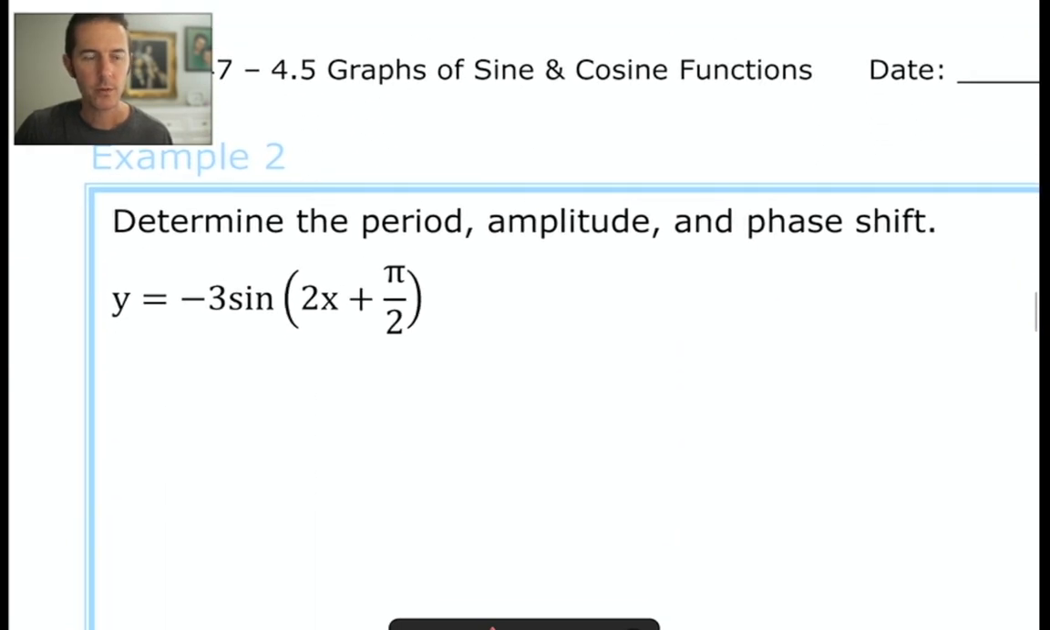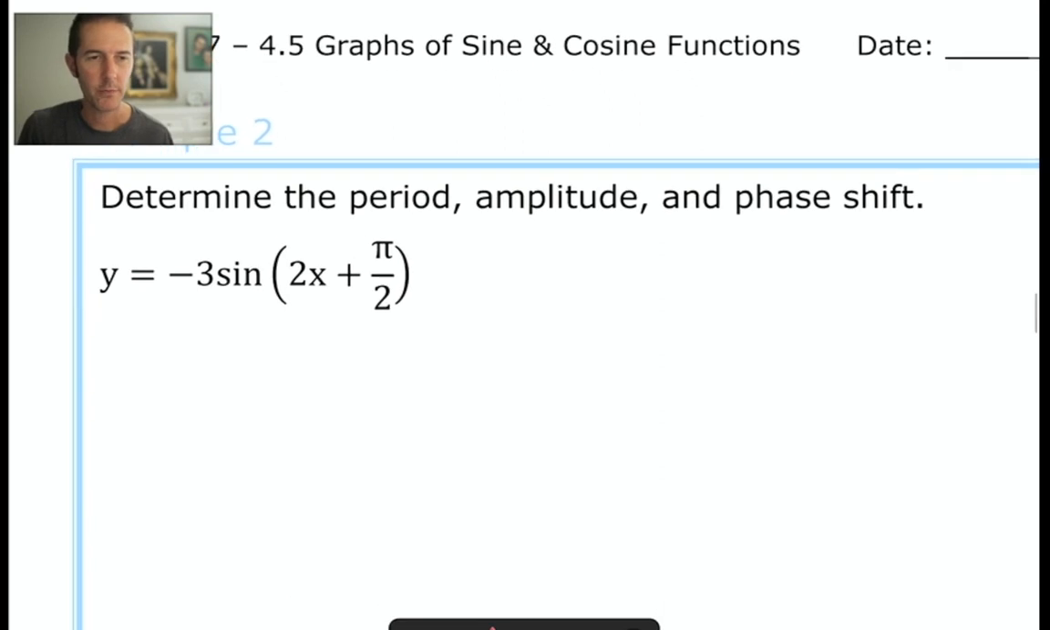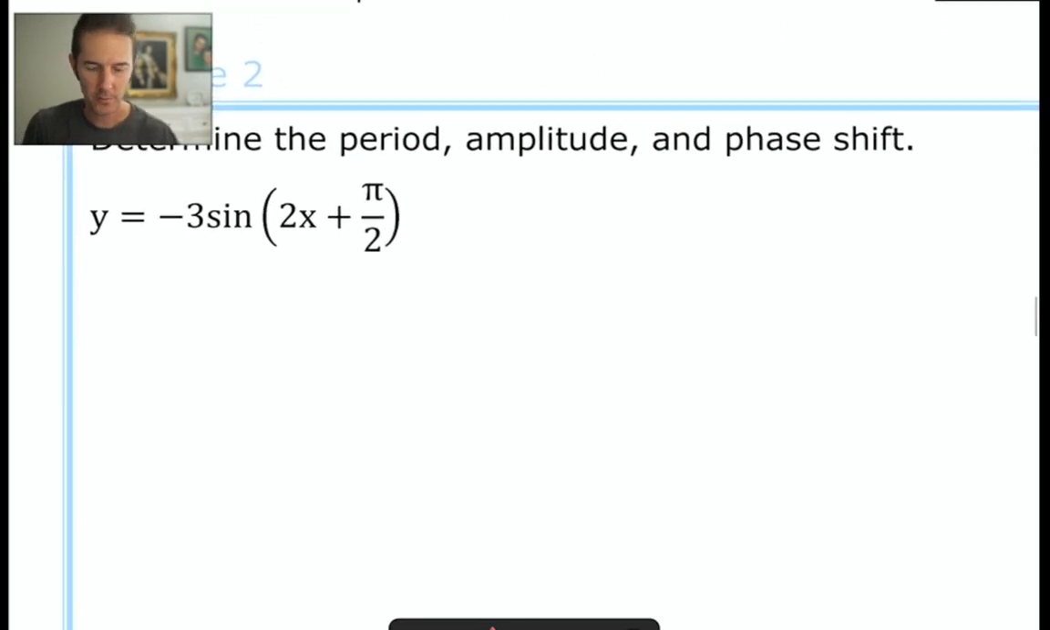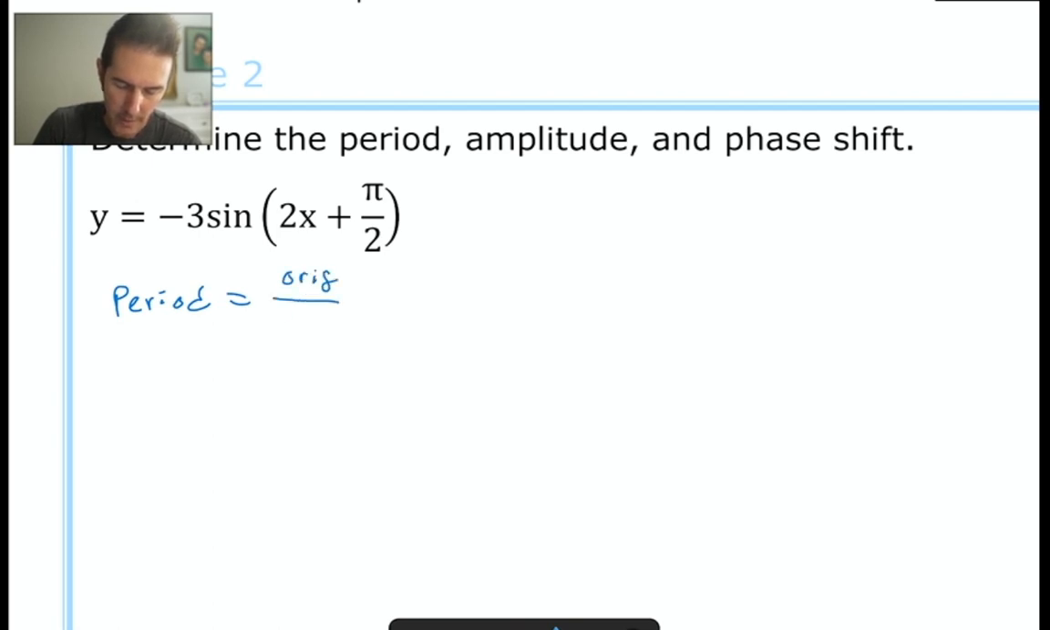So here's a chance for us to exercise what we've just learned. Let's determine the period first. The period equals the original period divided by b. I got a little carried away. The original period is 2 pi, and we'll be dividing by, in this case, a b value of 2.